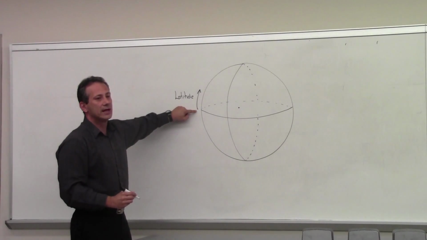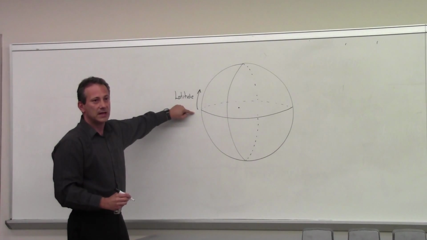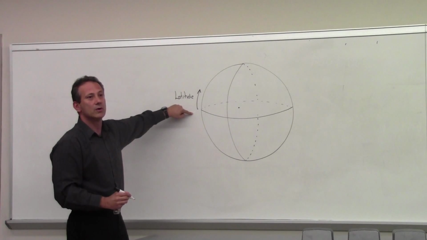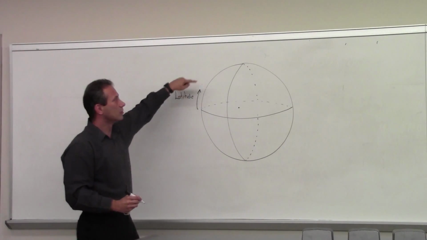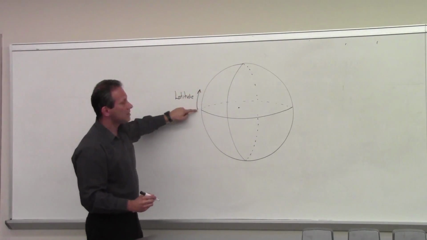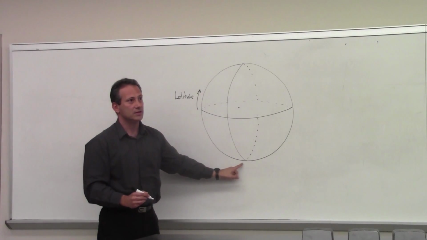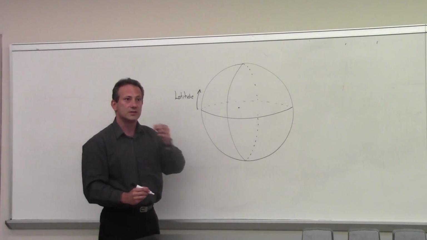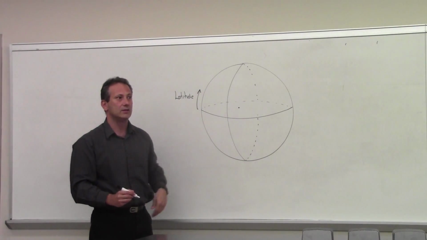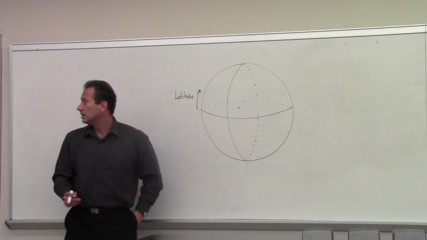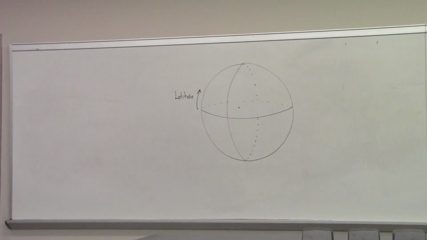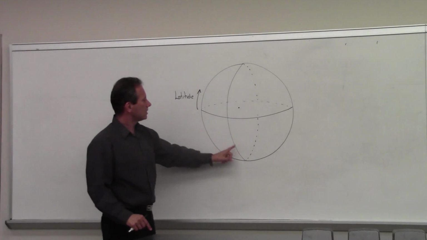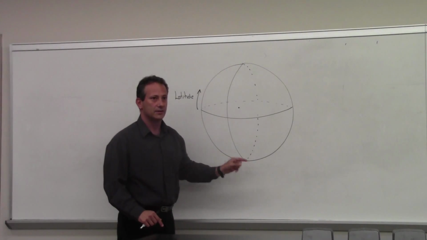What is the largest latitude? Plus 90 degrees, right? Where are you when you're plus 90 degrees? You're on the North Pole. What's the smallest latitude? Minus 90 degrees. And when you're at minus 90 degrees, you're at the South Pole. So every other latitude is in between plus 90 and minus 90, right?